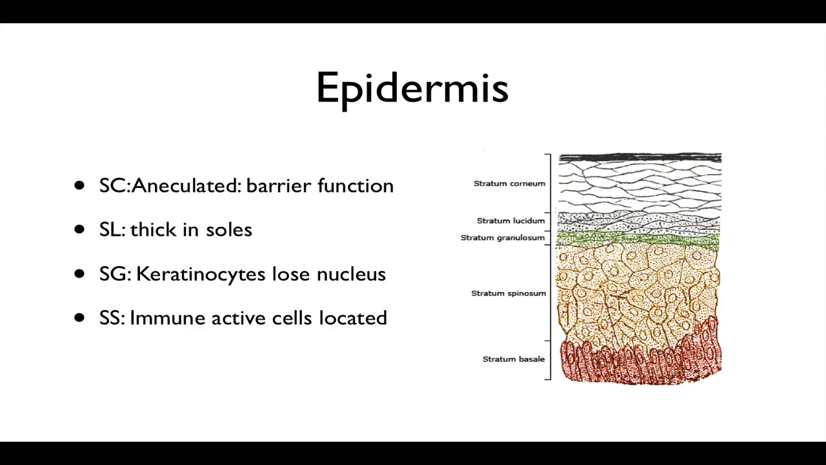And then in the stratum spinosum, immune active cells are located there, and that's where a lot of the barrier function and host protection is. And then the stratum basale, that's where the melanocytes are, which make the pigment melanin to give the skin its color. And then you have Merkel cells, which if you are in the fingertips, you have lots of Merkel cells. They link to the nerves and give you sensation in the skin. If you have them in your feet, you don't have as many, but in your fingertips, you have a very dense amount of Merkel cells.